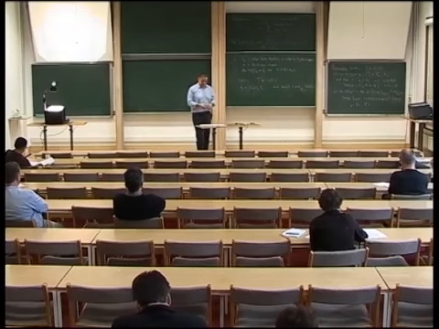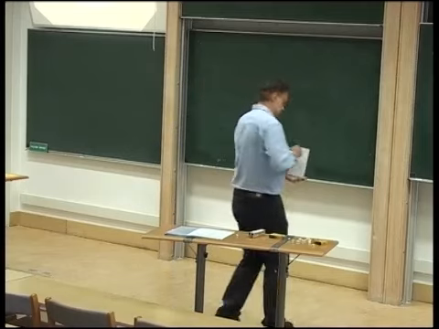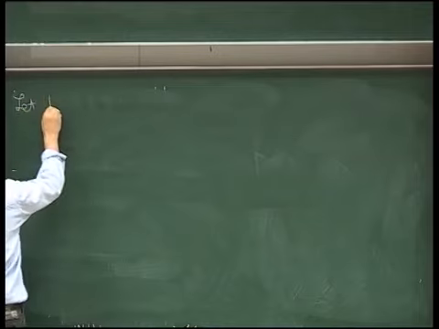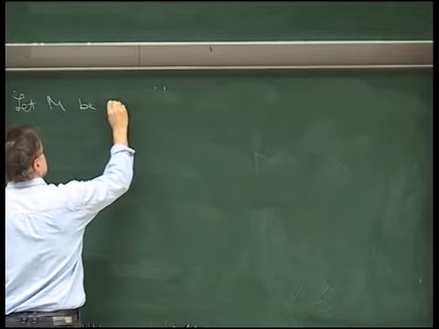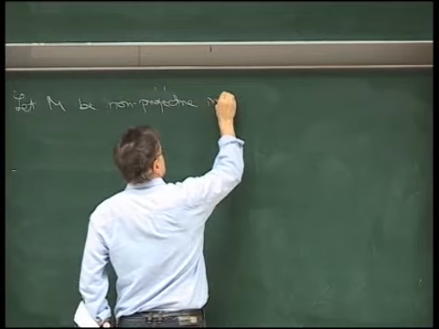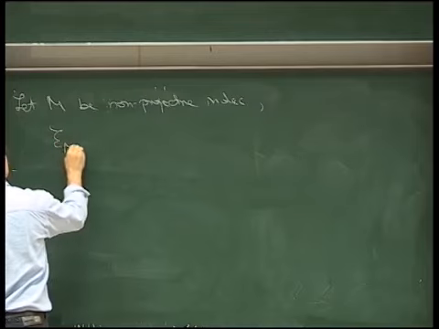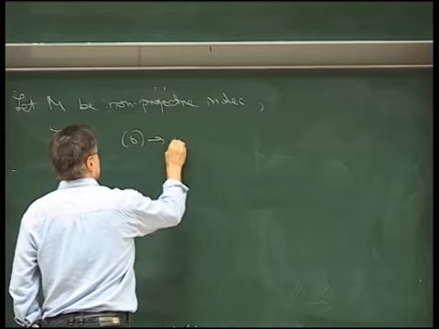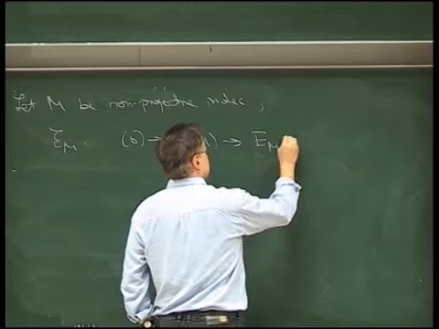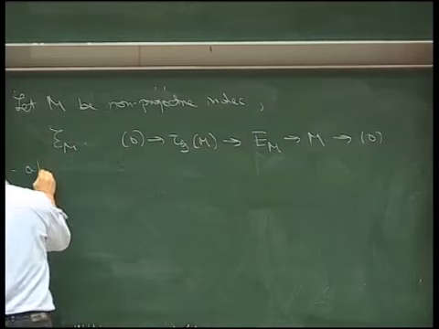Okay, so how can we explain this? Here I need one more notion. So let M be non-projective indecomposable. And then there's a certain short exact sequence starting in tau_G of M and ending in M. This is the so-called almost split sequence.